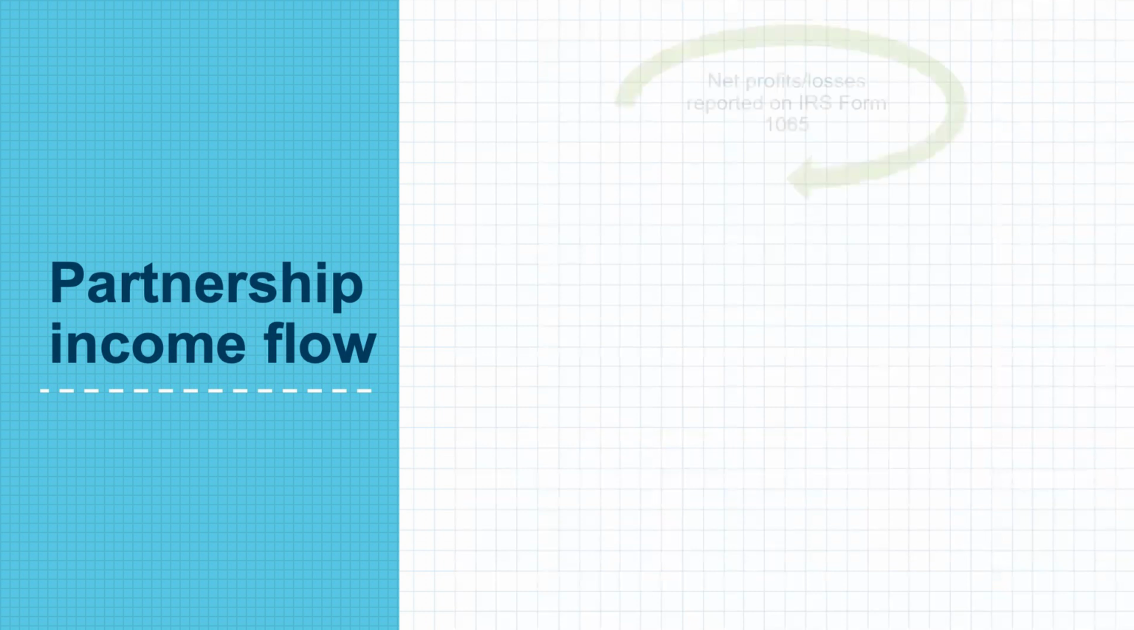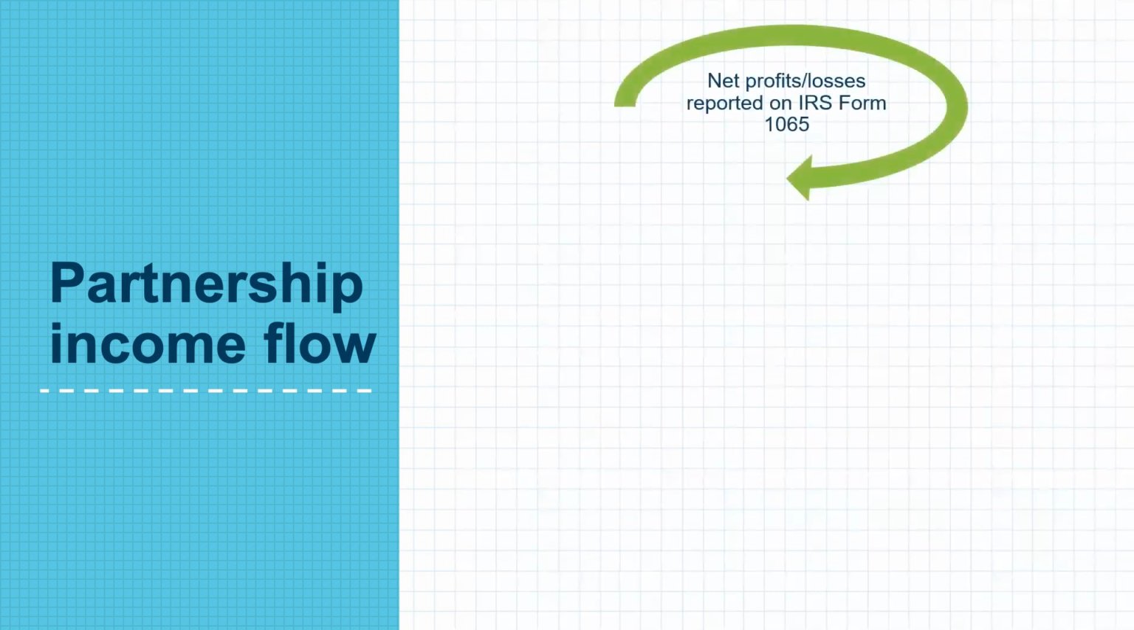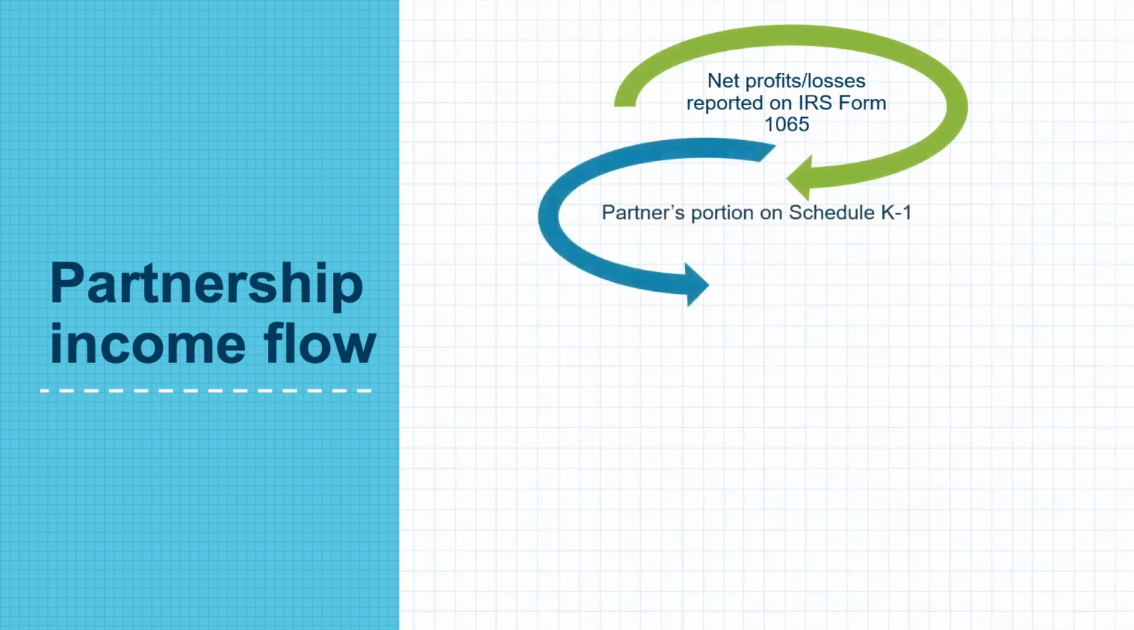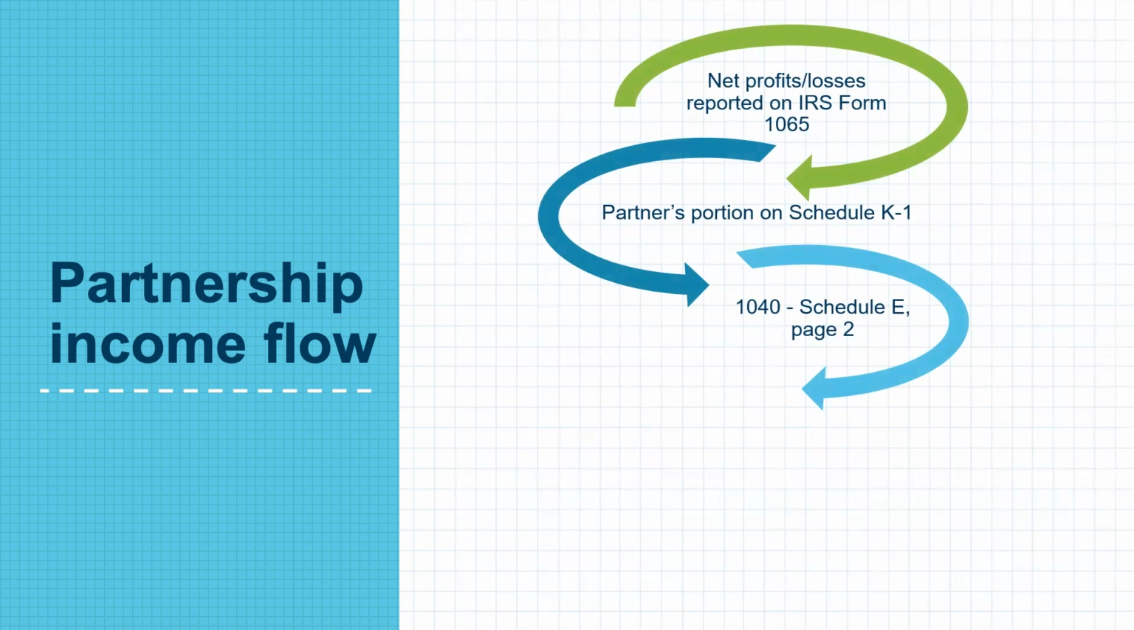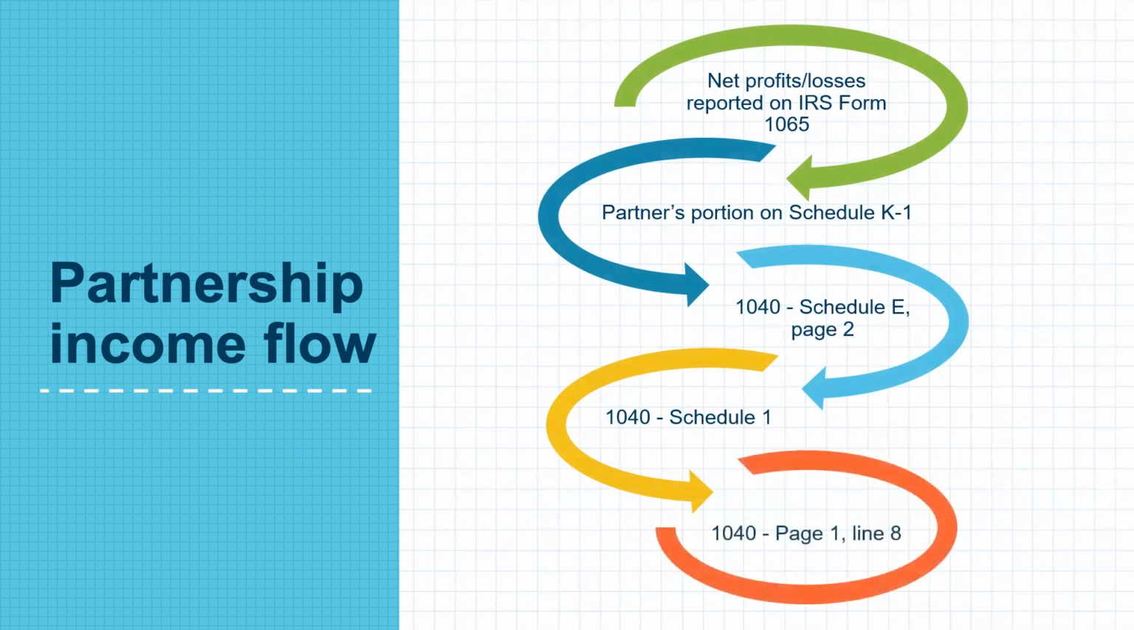The partnership will report their income or loss on IRS Form 1065. The partner's share of the income will then be reflected on Schedule K1. This income will be added onto all the other income that is reported on Schedule E, page 2 of the individual 1040s. Schedule E income will then be reflected on Schedule 1 of the 1040s, and the bottom line income will transfer to page 1, line 8. Moving on to the S corporation.